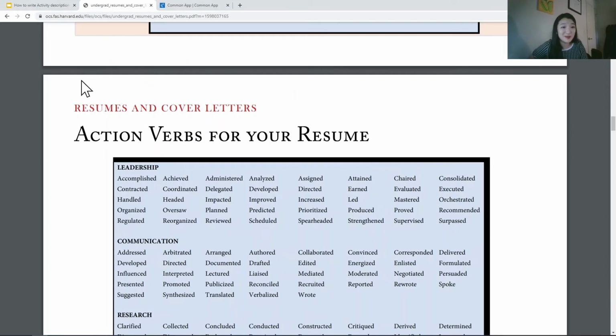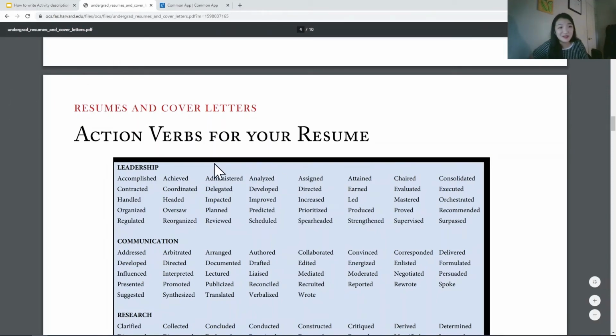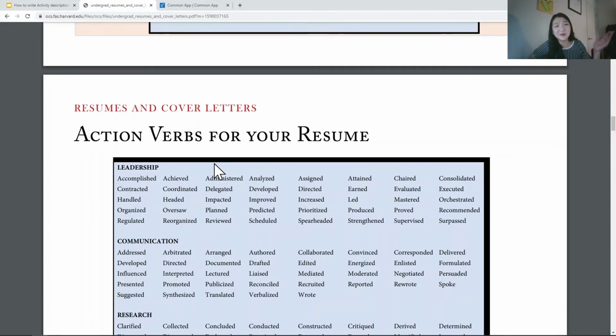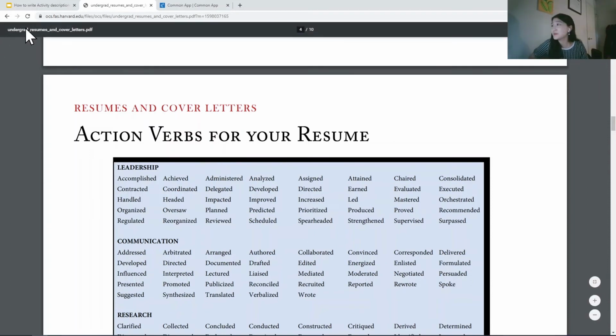One of my favorite things to do is actually just to print this page out and just tape it on the wall behind me that I can use as a reference as I'm writing. And this might also be useful in your essays as well. So that's just a really cool tool or resource I wanted to share with you. So back to the presentation.